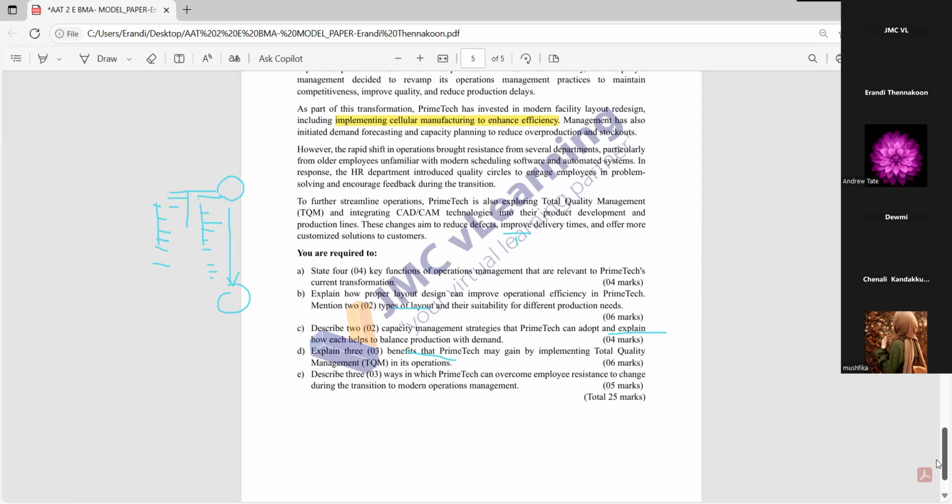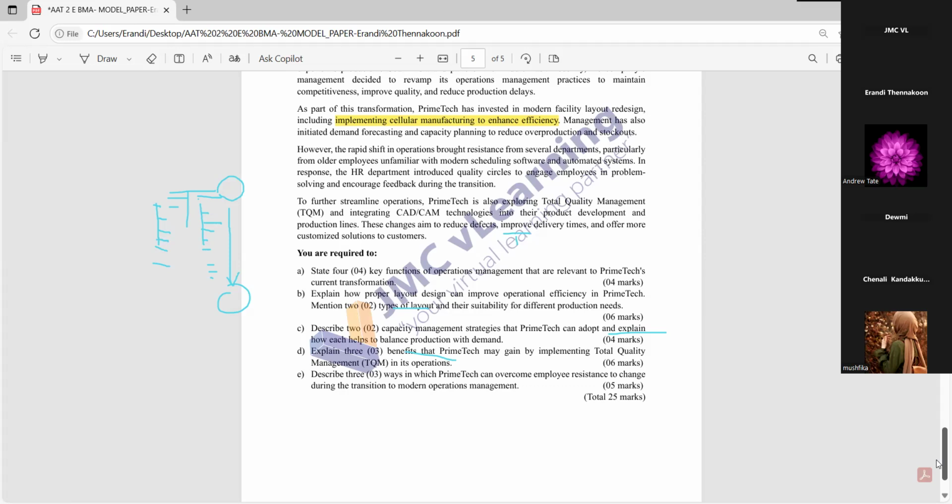And you have to mention two types of layout and their suitability for different production needs, right? So you have to write two layouts like cellular layout, which is mentioned here. Their machines are grouped by similar processing needs.